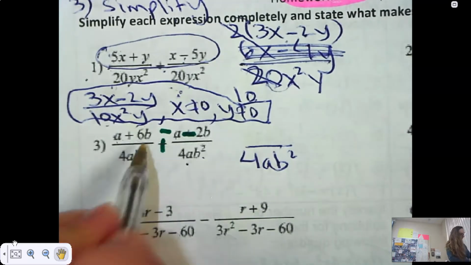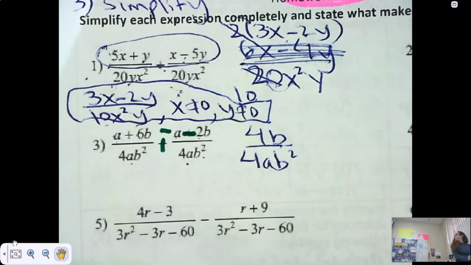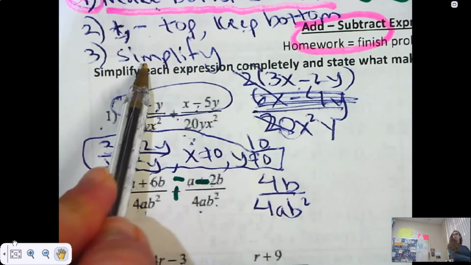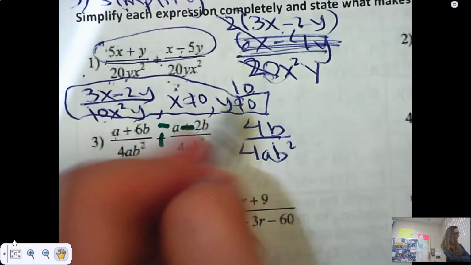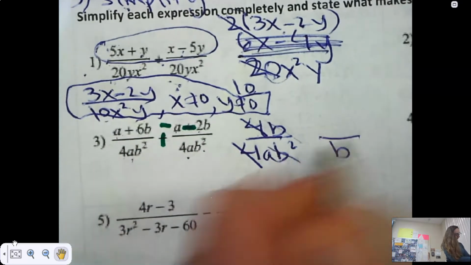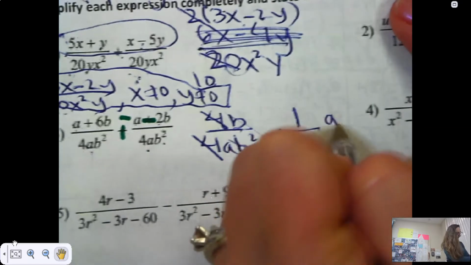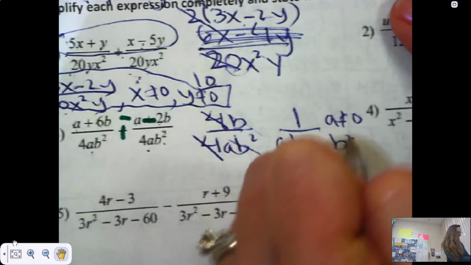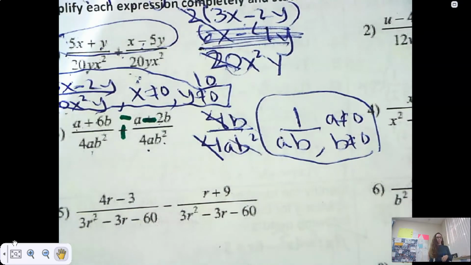Well, there's no more a's. 6b minus 2b is 4b. Then the last step I always have to do is check to see if I can simplify. So let's see. No factoring, but I can cross things off. 4 and 4 gone. 1 more b on the bottom, and the a stays. Nothing left on top, comma. A cannot equal 0. B cannot equal 0 because there's nothing being added or subtracted.